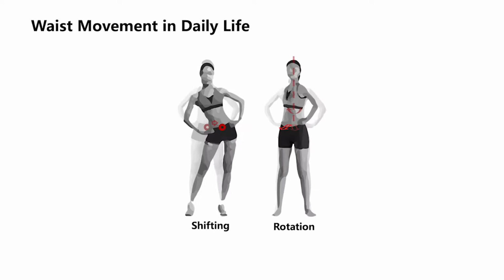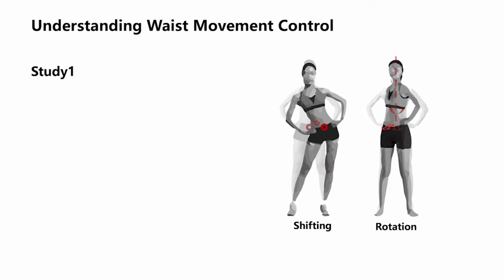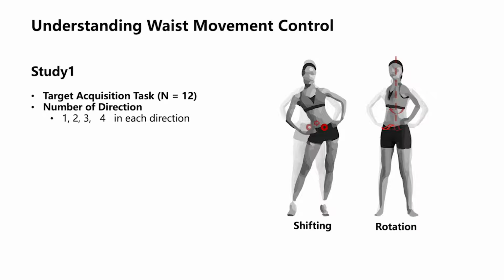We investigate the two most common fundamental movements of the waist, shifting and rotation. Knowing how well users can control waist movement is fundamental for waist interaction design. Therefore, we first conducted a user study with a waist-controlled target acquisition task to evaluate users' waist control ability. We compared different numbers of directions.